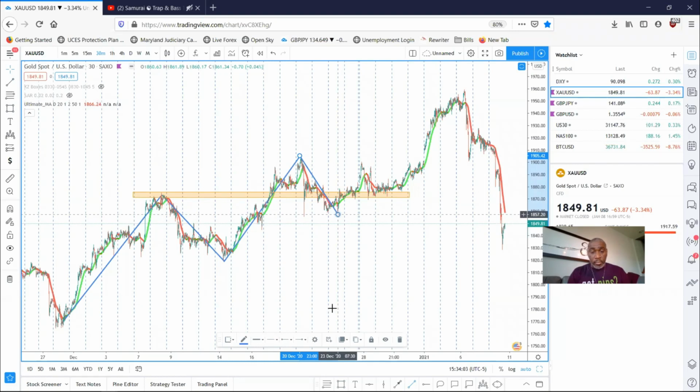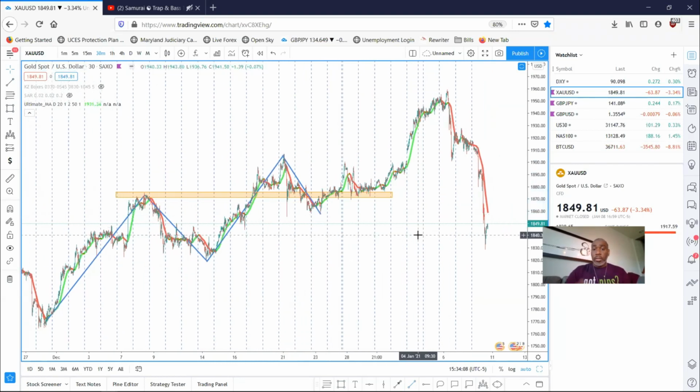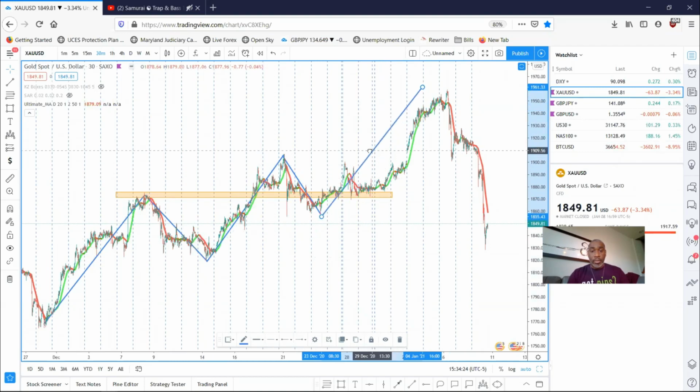Now, what happens at this point? You know that you have to get to point number 5, correct? So all you're doing is basically copying the same measurement of leg number 1 or even leg number 2, and then just tacking it on.